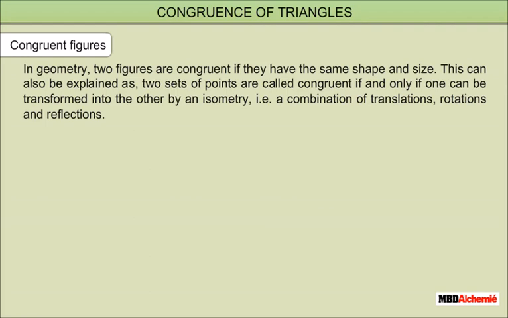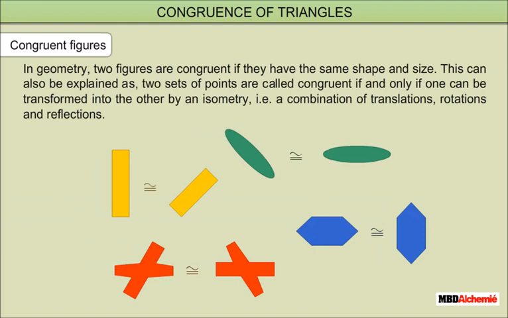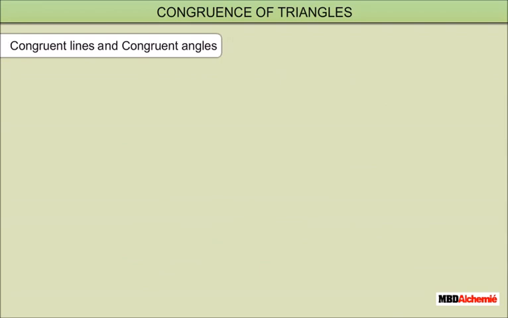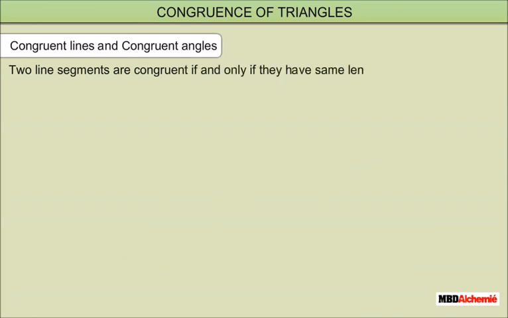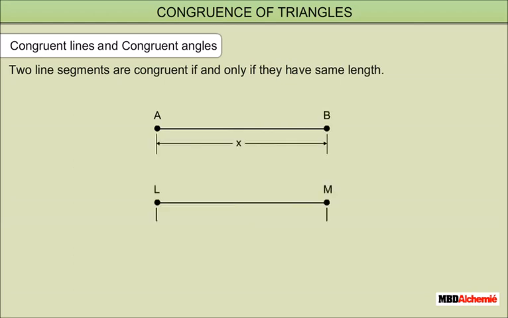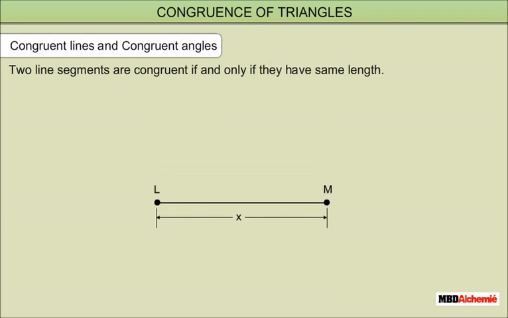For example, the pair of figures shown here are symmetrical in shape and size. Congruent lines and congruent angles. Two line segments are congruent if and only if they have the same length. For example, lines AB and LM both have equal length and they superimpose each other.